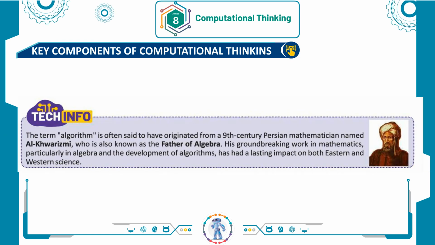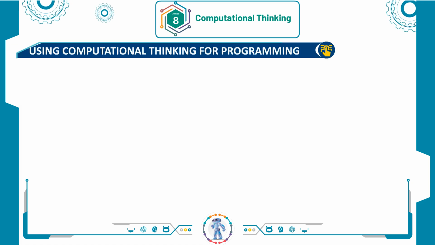Tech info. The term algorithm is often said to have originated from a 9th century Persian mathematician named Al-Khwarizmi, who is also known as the father of algebra. His groundbreaking work in mathematics, particularly in algebra and the development of algorithms, has had a lasting impact on both Eastern and Western science.